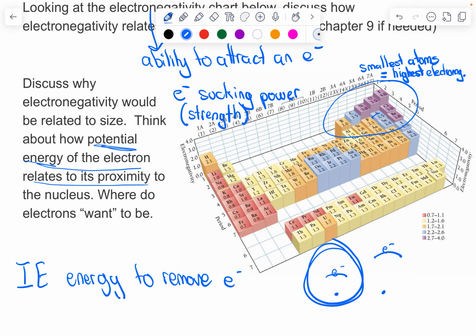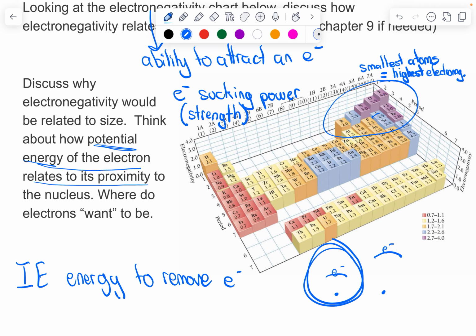So when you have a small atom where the electron can get very, very close to the nucleus, that's why it has a great electronegativity, a great ability to attract the electrons, because those electrons can get very, very close to the nucleus when the atom is small. Okay, so that's the idea behind electronegativity and its connection to size.